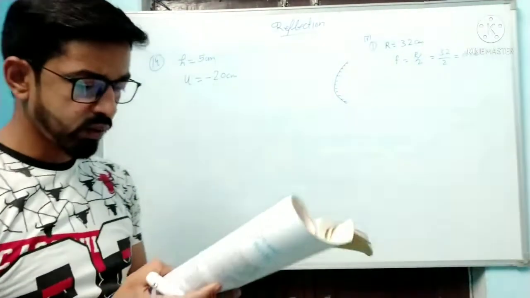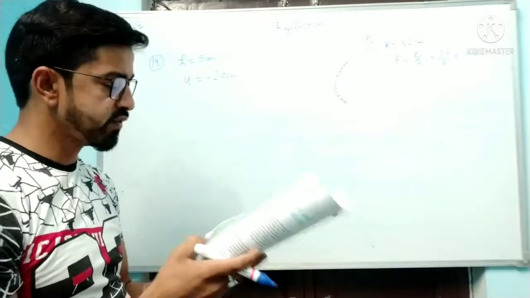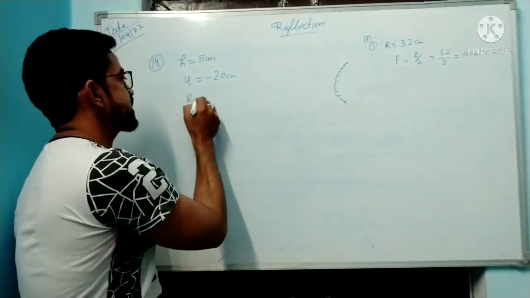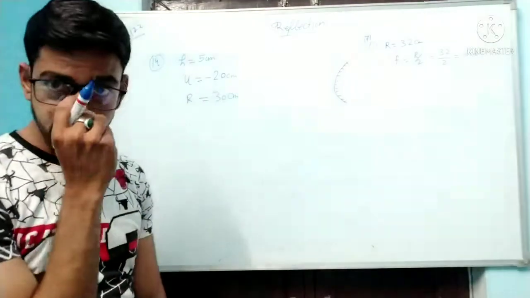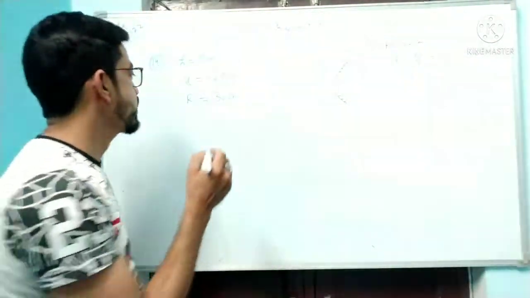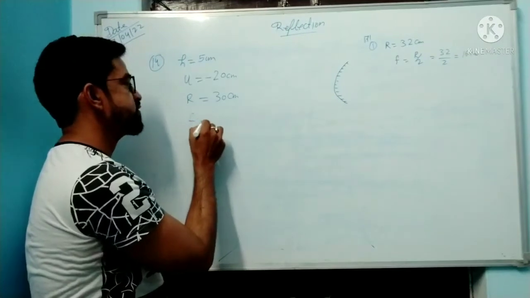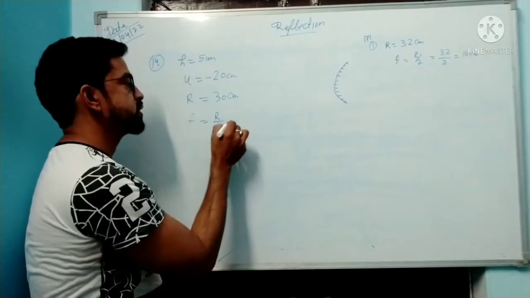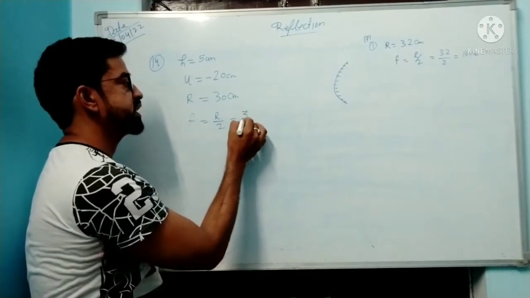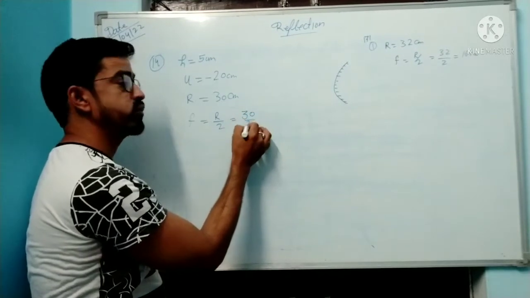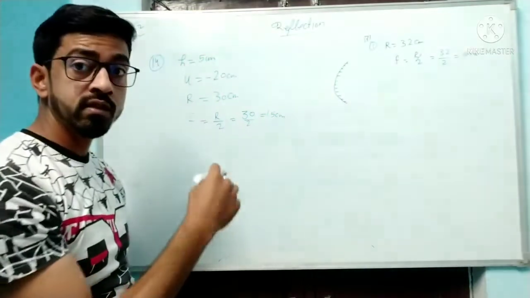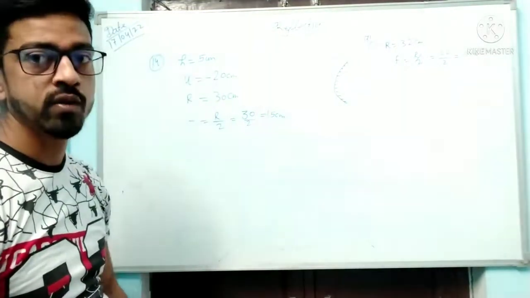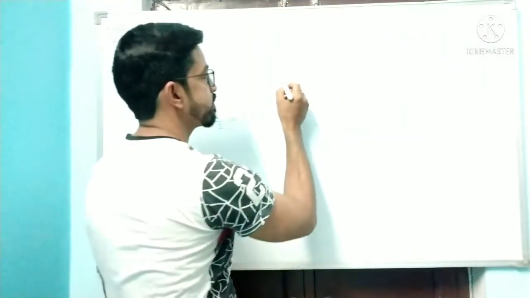Pole, center. Convex mirror, radius of curvature is 30 centimeter. What is the help of radius of curvature? It also helps us find the focal length, f is equal to r by 2. It is given 30 centimeter, so 30 by 2, that is 15 centimeter. Okay, and the focal length comes positive. Positive क्या है? Real है.